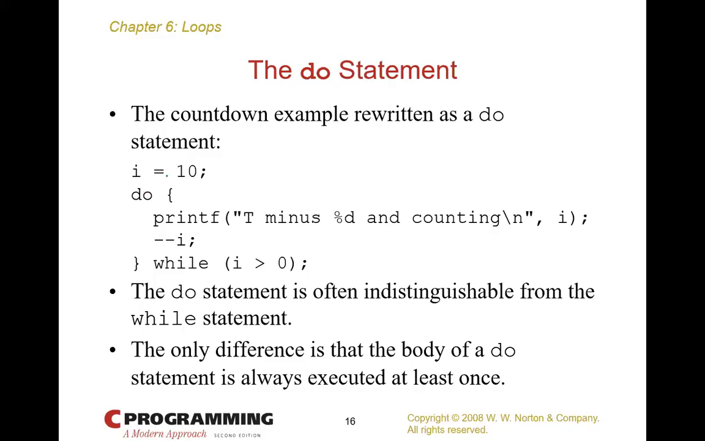So here is an example. I is equal to 10. Do while. Then we have a block. T minus I and counting. So we are starting from 10. T minus 10 and counting. We subtract 1 and then we check. I hope it is still greater than 0. Let's look at that.